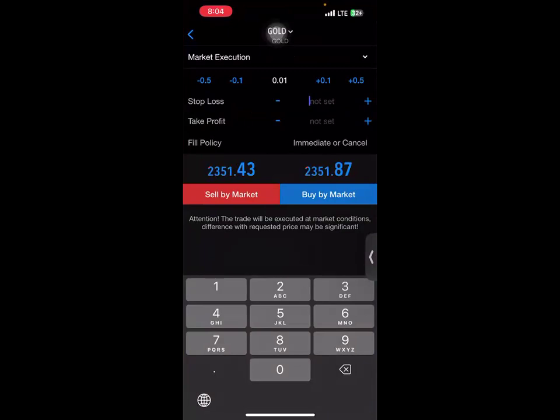Now the market is currently at 23.51 and we were asked to sell gold at 23.50. This is even a better place for you to enter the market. For a sell, you want to enter at the same entry point or at a higher entry point. For a buy, you want to enter at the same entry point or at a lower entry point.